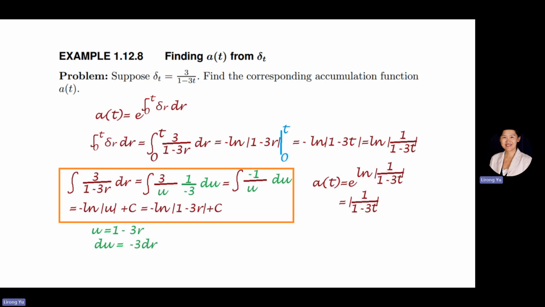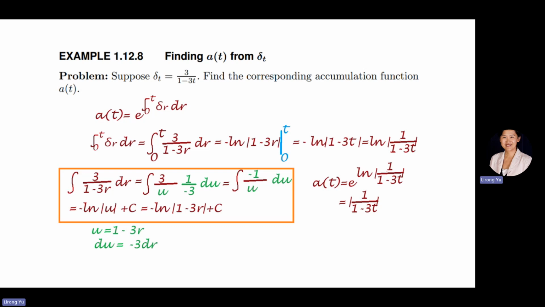Down here in the orange block, I'm just calculating the indefinite integral to get a formula. So forget about the t or 0, we just finish integrating this. In calculus, when we try to do this kind of integration, we simplify the notation. What's causing the complication is 1 minus 3r. So let u equal 1 minus 3r, and therefore du equals negative 3 dr, and therefore dr equals 1 over negative 3 du. So that's the change of dr.